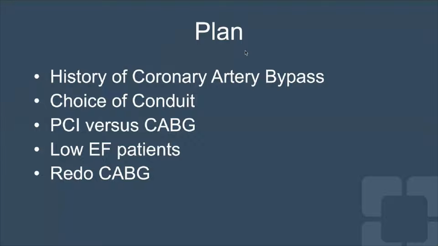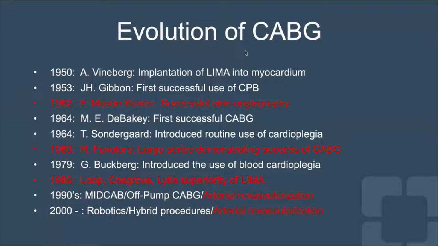So I'm going to start with a brief history of coronary artery bypass, and it really puts everything in historical context and perspective. I'll talk about what the choices of conduits are, what patients are appropriate for PCI versus CABG, how to manage patients with low ejection fraction, and finally a few slides about redo coronary bypass as well.